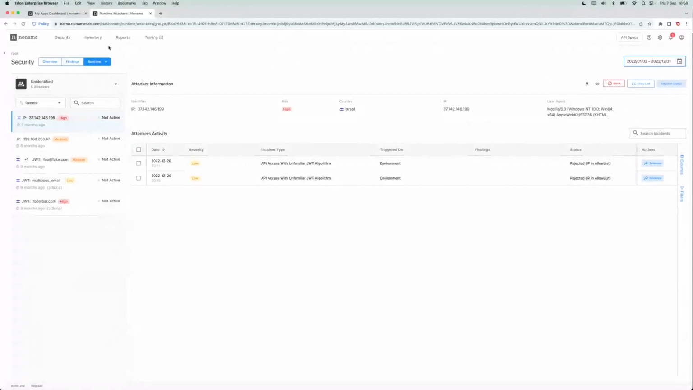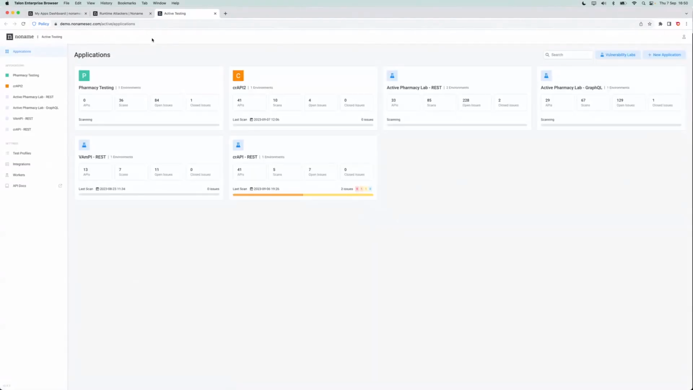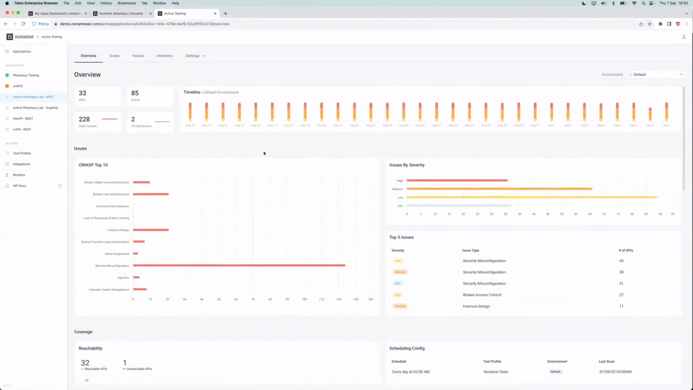Then the third pillar, to go back to it, is the testing piece. So in pre-production, we also look at the OWASP API Top 10, of course. So the idea is we want to guide developers in creating secure APIs in the first place. What you see here is a number of applications that we've associated with active testing. So these are the APIs currently under development, let's say. So if I click on one of them, what you can see here is that we've done a number of scans against this particular application. We identified all of those APIs.